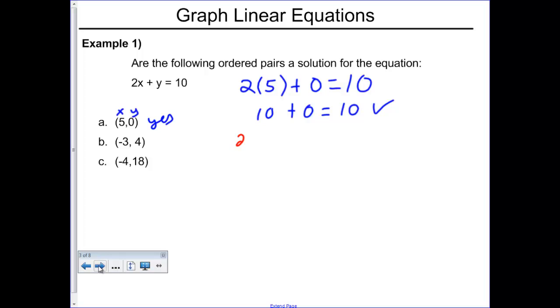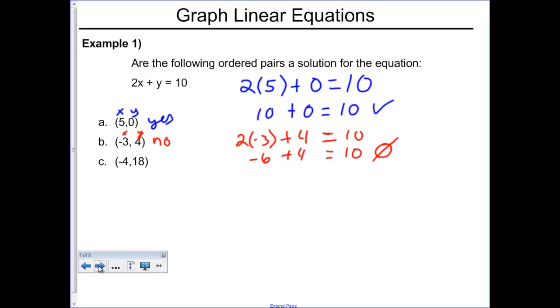Now we're going to go ahead and check the next one. Put a negative 3 in there, plus 4 in place of x and y. Again, this is x and this is y. And check to see that that equals 10. We have a negative 6 plus 4 equals 10. Well, negative 6 plus 4 is going to give us a negative 2. That does not equal 10. So this one does not check out. So this one is a no.